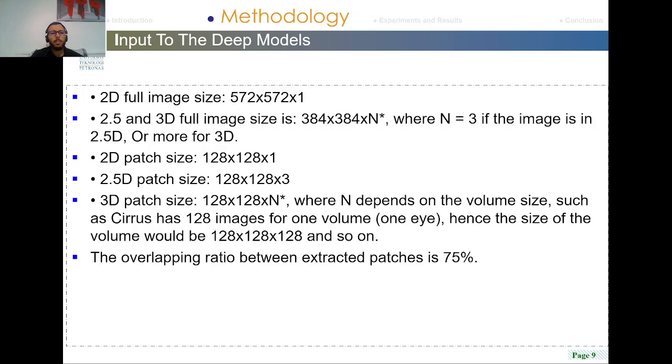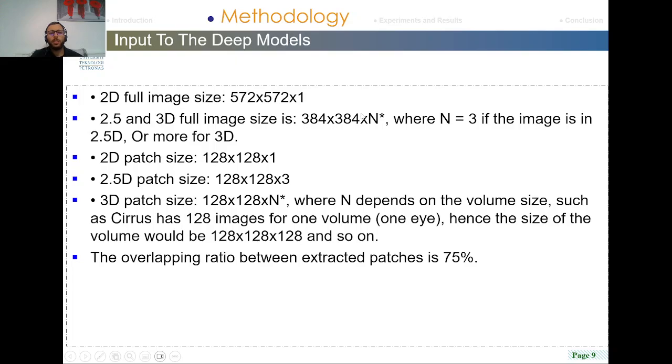So to give you an insight into the input sizes, the input for the full 2D image is 572 by 572 by 1. The images are all resized. For 2.5D and 3D, the full image size is 384 by 384, and I resized the 3D to the same.